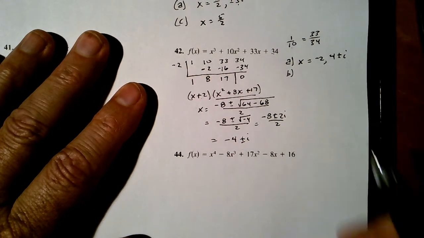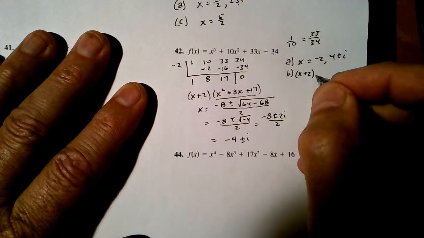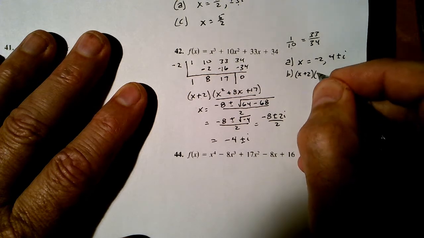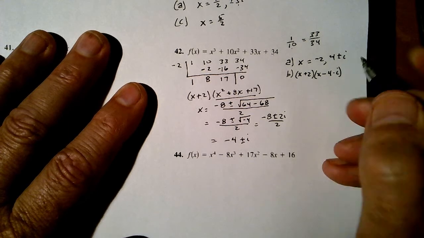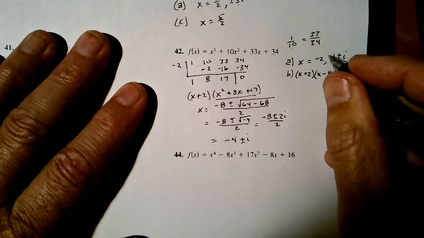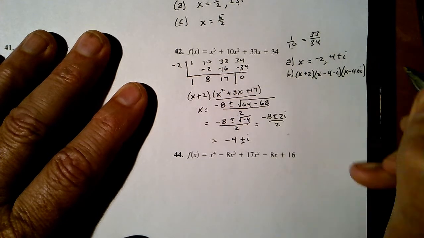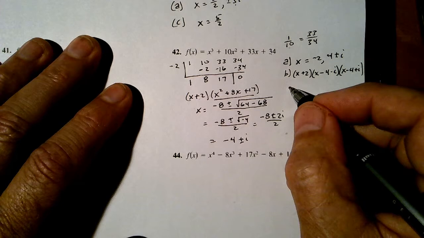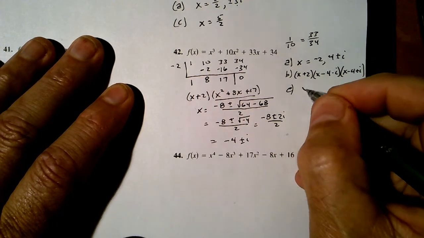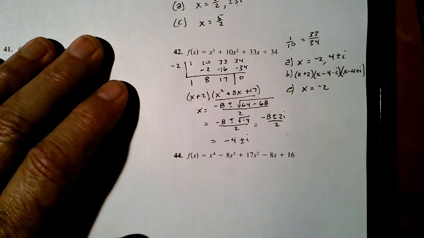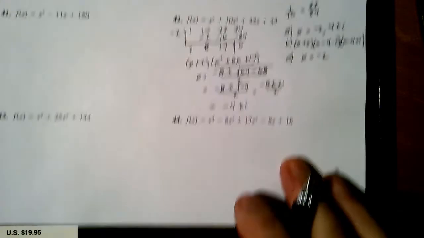For linear factors, I'm going to have x minus the negative 2, x plus 2, times x minus 4 plus i, distribute the minus 4 minus i, and x minus 4 minus i, distribute x minus 4, distribute to here, x minus 4 plus i. So that's B, and C wants to know our x-intercepts, which are our real zeros, so that's just x equals negative 2. And that's what we used to do, and that's how we're going to handle number 44.